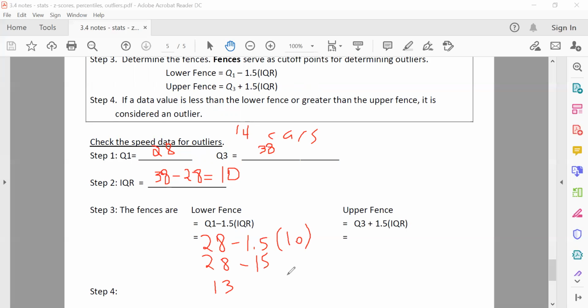You're going to compute the upper fence. You're going to take the third quartile, which was 38, and add 1.5 times the IQR. The IQR is still 10. 38 plus 15, my mental math tells me that's 53.